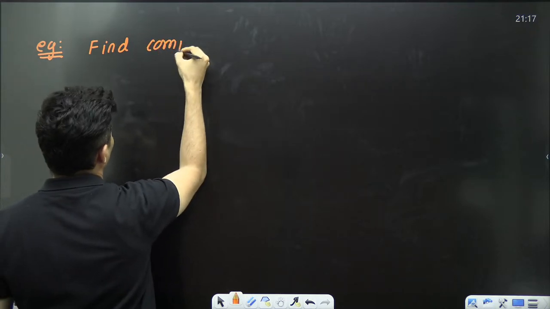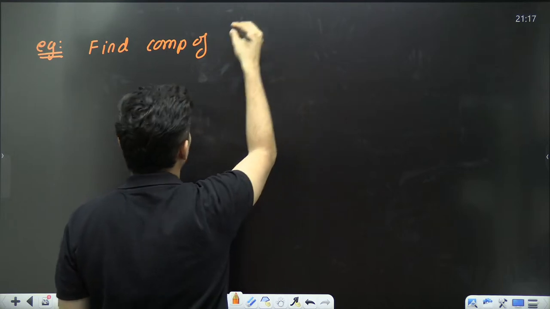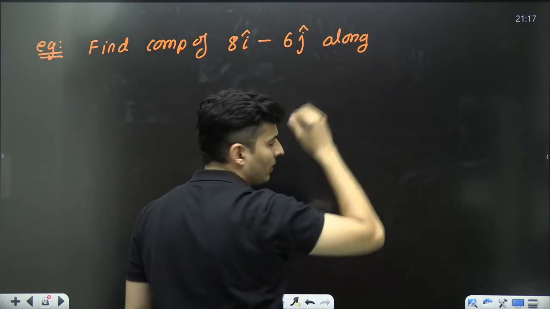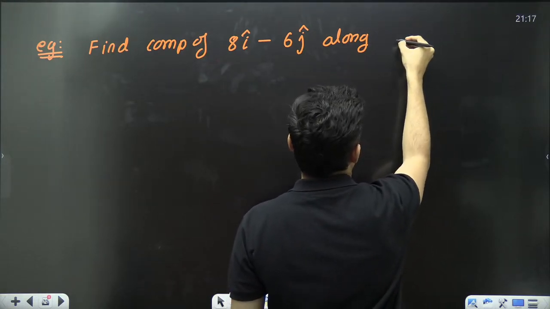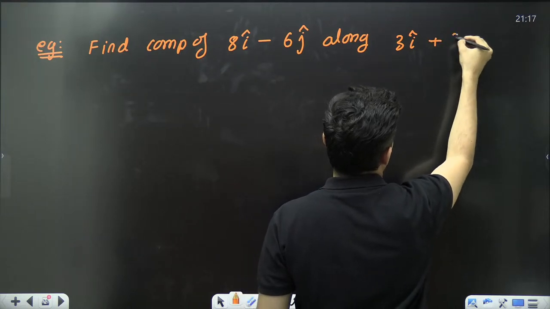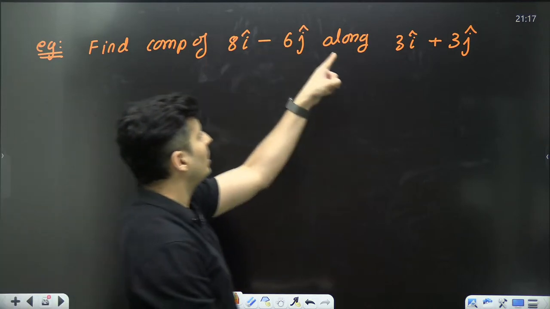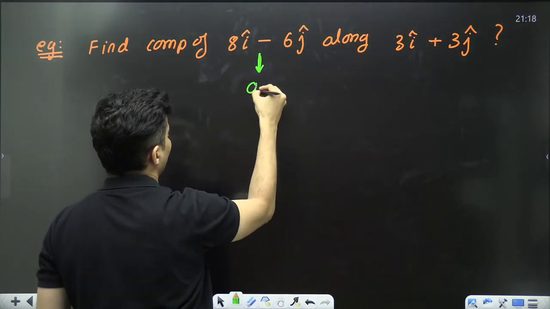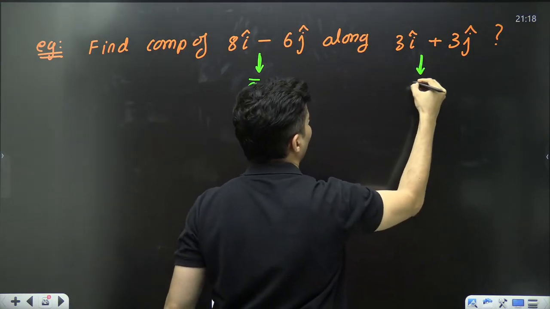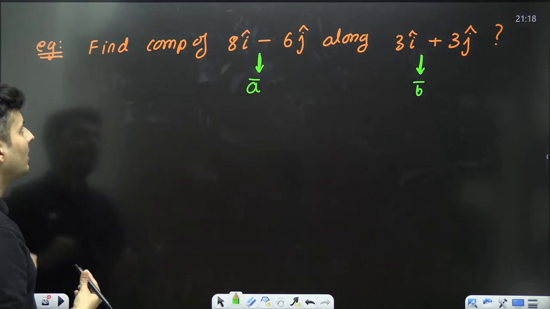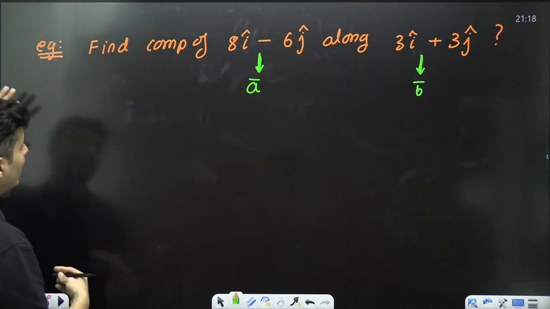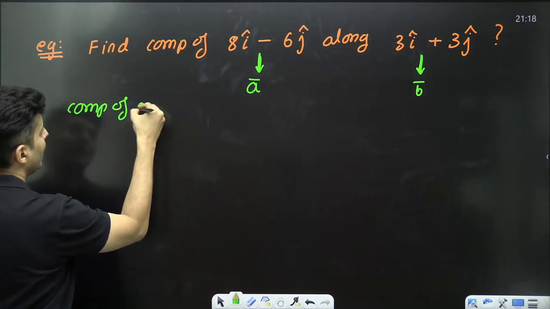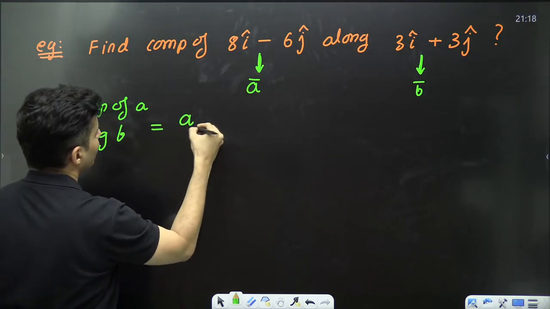Find the component of, let's say, 8 i cap minus 6 j cap along, let's say, 3 i cap plus 3 j cap. That's the question. Find the component of this vector along this vector. Let's say I assume this vector as a vector and this vector as b vector. What has been asked? First understand that. Component of this along this, like component of v along x, v subscript x. So component of a along b, guys, will be a subscript b.